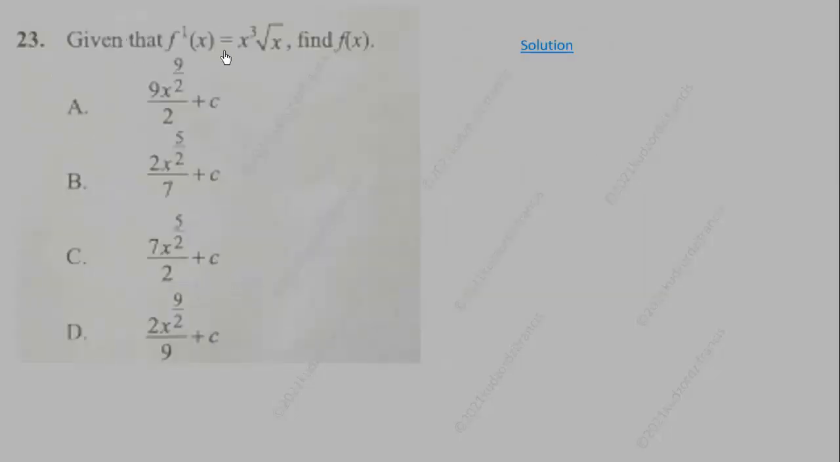Given that f prime of x equals x cubed root x, find f of x. So we're given the derivative function. We need to find the antiderivative. So we have to integrate this.